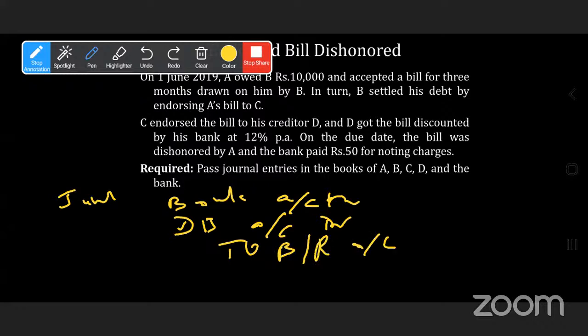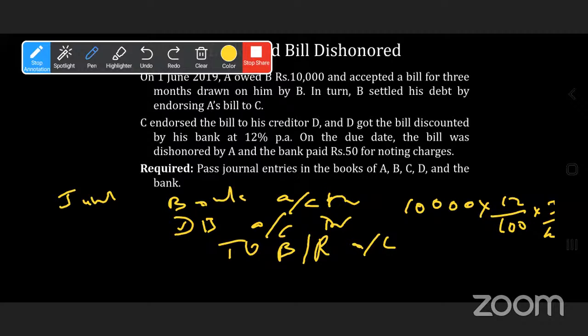What is the discount? Discount is at 1% per annum. So how much do you have to make? Calculate it. 10,000 into 1 by 100, into 3 by 12. That is 300.